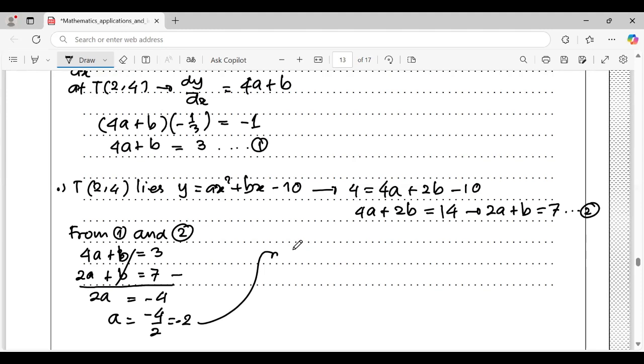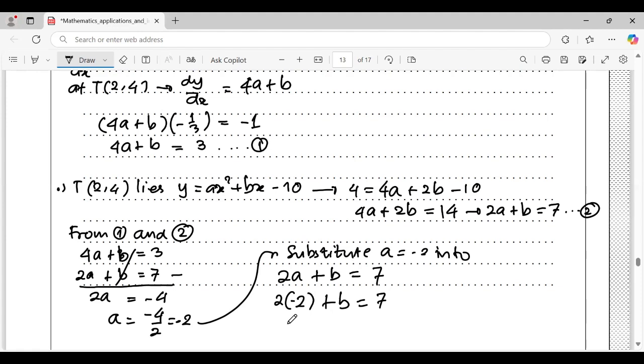And after that, substitute a equal minus 2 into this equation 2a plus b equals 7. So 2 times minus 2 plus b equals 7. So b equals 7 plus 4 equals 11.